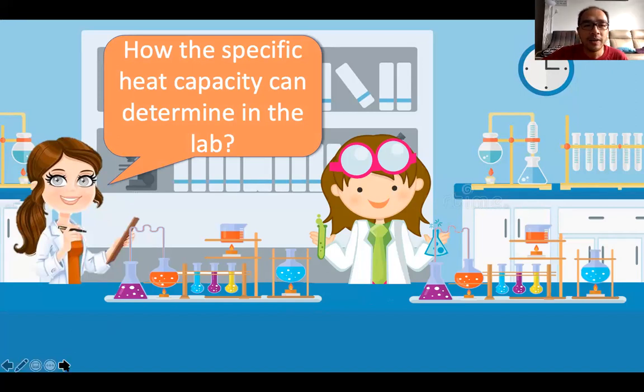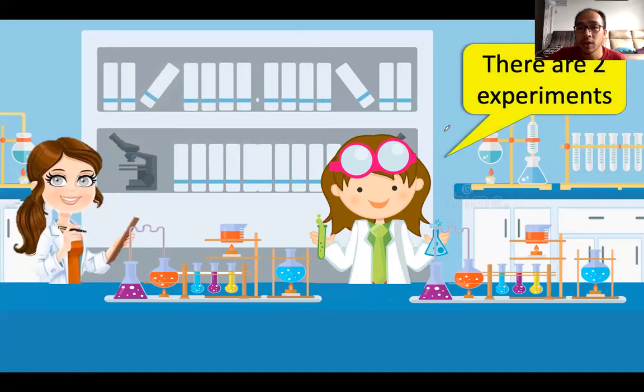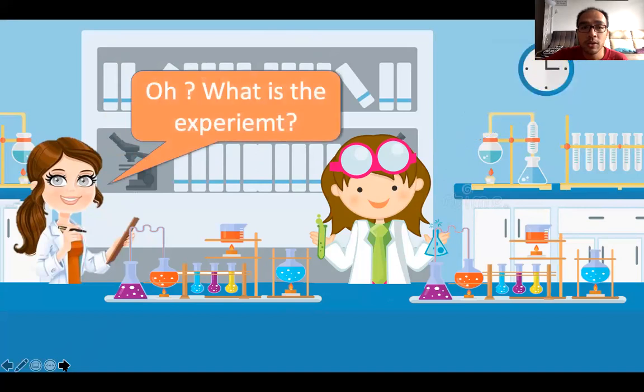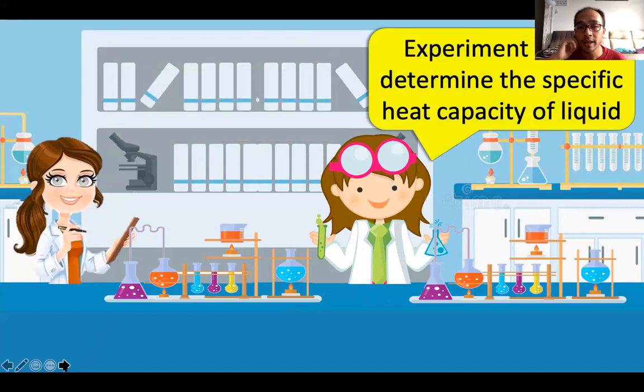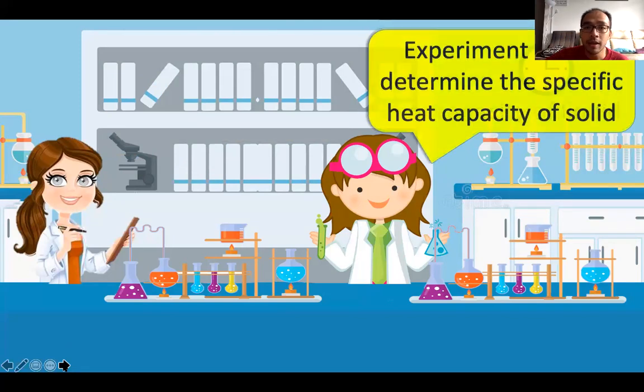Anyway, how can we determine the specific heat capacity in the lab? This conversation over here says there are two experiments that we need to talk about. The first one is to determine the specific heat capacity of a liquid. The second experiment is to determine the specific heat capacity of a solid.